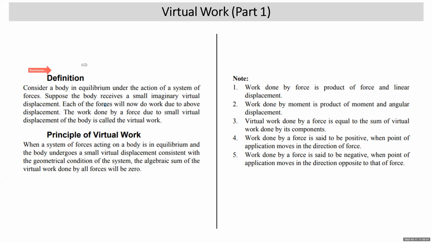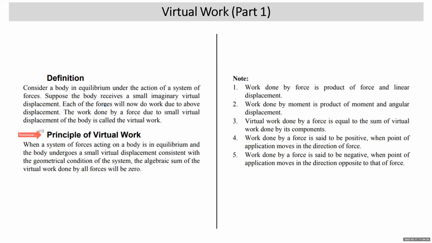Now, what is the principle of virtual work? You have a body under the action of certain forces and it is in equilibrium. Now the body is given some virtual displacement consistent with the geometrical conditions of the system. Certain forces will do work, certain forces will not do work, but the algebraic sum of the virtual work done by all forces acting on the body will be zero. That is like what we applied in equilibrium conditions: sigma Fx equals zero, sigma Fy equals zero, sigma M equals zero. Here sigma U equals zero. So the algebraic sum of the work done by all forces acting on the body is zero. That is the principle of virtual work.